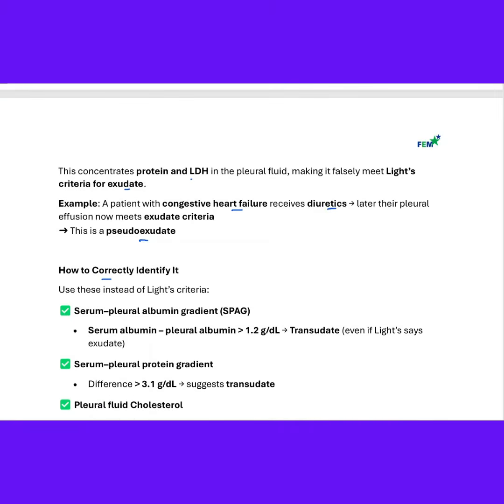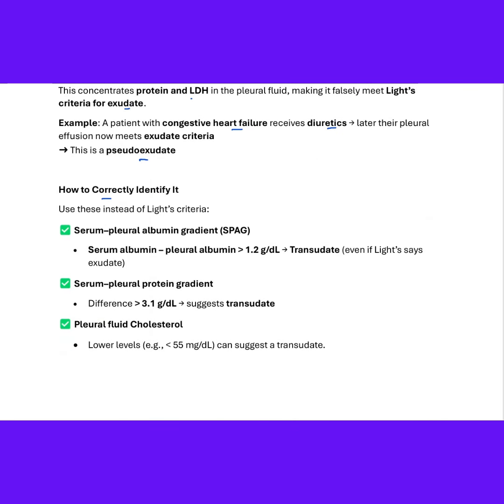So how do we correctly identify this? Instead of using Light's criteria, you have to use your gradient. You can use your serum-pleural albumin gradient, that's one, or you can use your serum-pleural protein gradient, or pleural fluid cholesterol. Let's look at the serum-pleural albumin gradient. That will be the difference between your serum albumin and the pleural albumin. If this is a transudative effusion, I expect the pleural albumin to be low. So by the time you look at the difference, that difference will be more than what? 1.2. If it's more than 1.2, then that suggests that this is what? Transudate, even if Light's criteria says exudate.